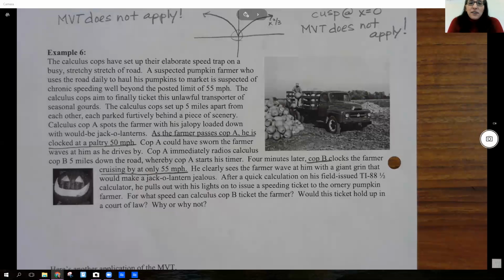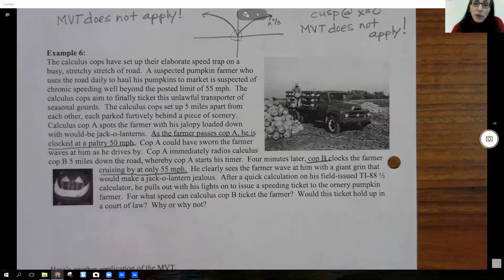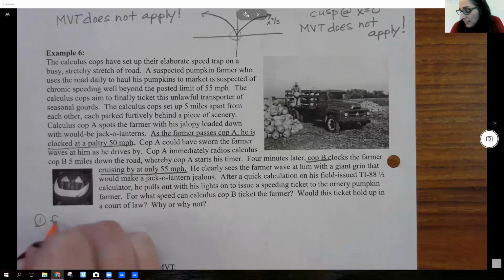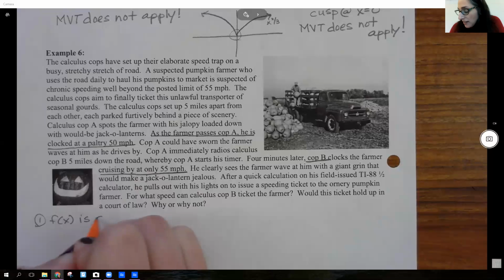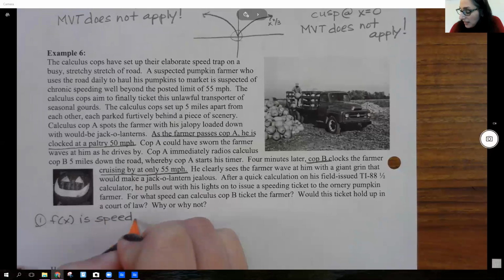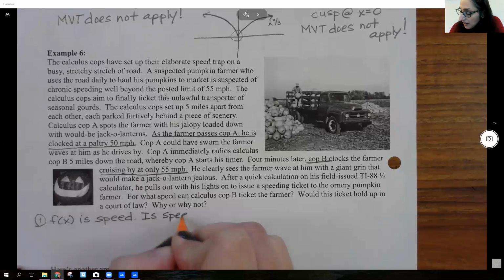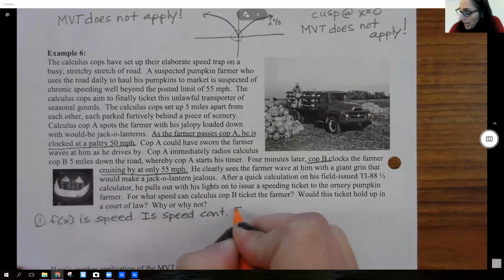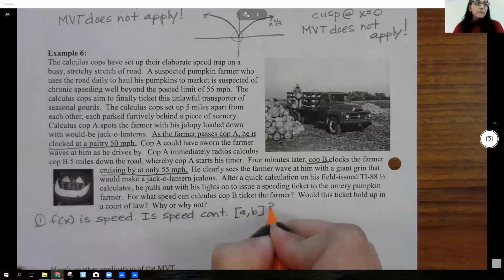All right, so you know this is a mean value theorem problem because it's in the notes, right? So you have to ask yourself, first of all, how are we going to use mean value theorem and does it even apply? So f of x is the speed for this problem. Is speed continuous on a closed interval from A to B in this problem?